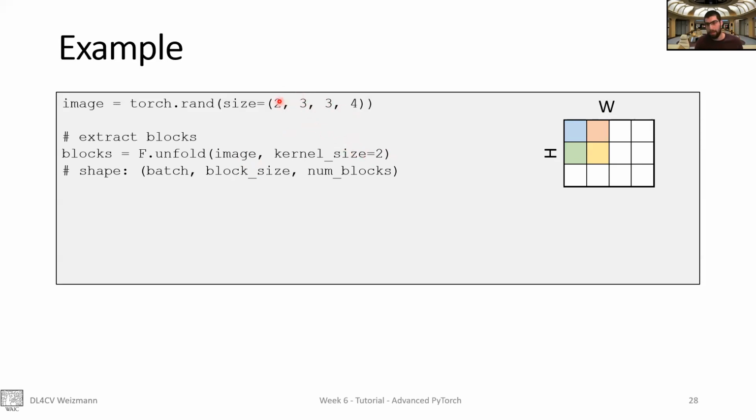What would be the batch size? 2, because we have two images in the batch. And what would be the number of blocks? How many times does this block fit in this image? 6, exactly. So the block size would be 3 by 2 by 2, and the number of blocks would be 2 by 3, which is 6.